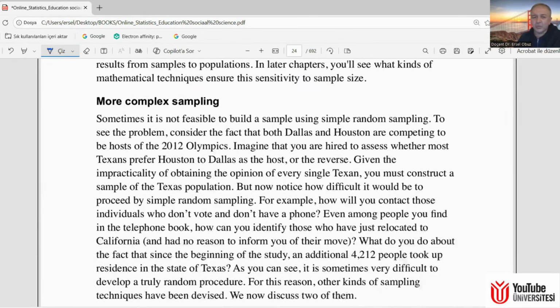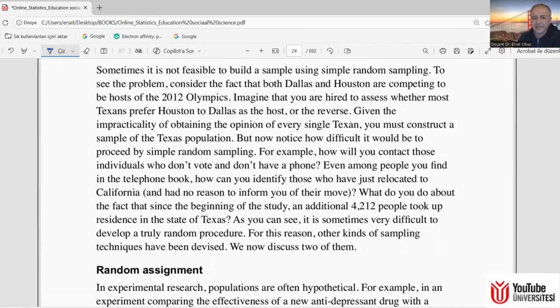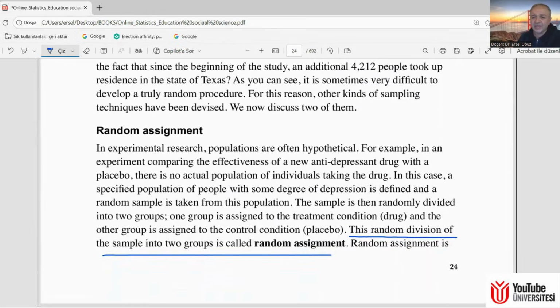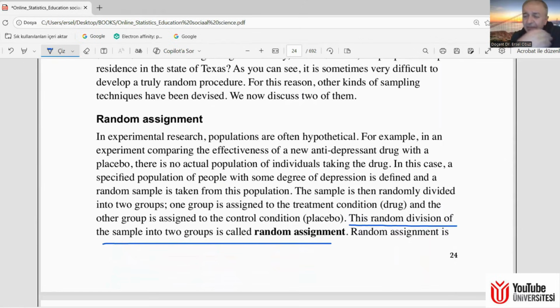We may have some more complex sampling methods. We will cover one of them later. We may talk about random assignment a little bit. Random assignment is related to experiments. So in experiments, we randomly assign treatment combinations to units. So it's called random assignment. Okay, so it is different from random sampling.